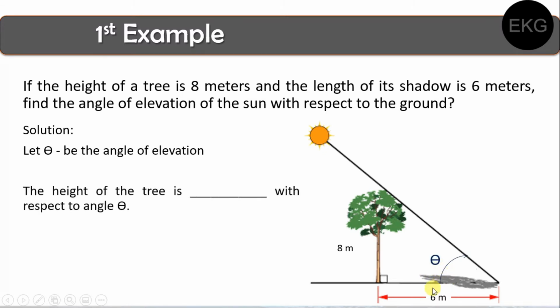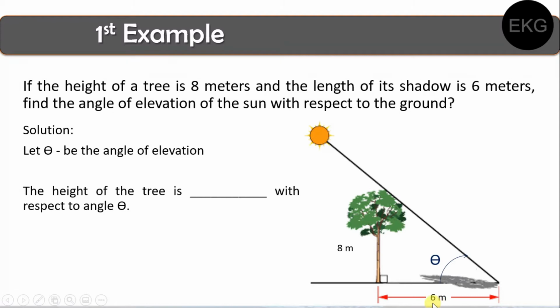Now, a review of our previous lesson. The height of the tree is blank with respect to angle theta. This height, or this side of the triangle, what is its relation to angle theta? Is it the hypotenuse of the triangle, or adjacent?